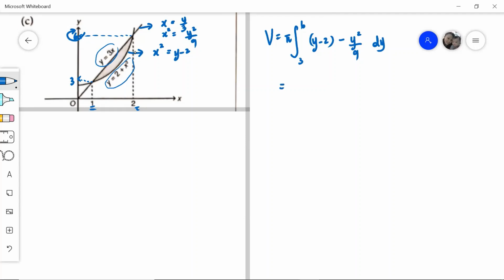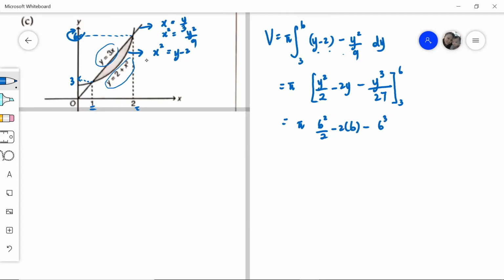Okay, therefore, let's integrate each and every item. So we will have y squared over 2 minus 2y minus y to the power of 3 over 9 times 3, 27. And then we integrate this from 3 to 6. Okay, let's just put them in. So we have 6 squared over 2 minus 2 times 6 minus 6 cubed over 27, and then minus 3 squared over 2 minus 2 times 3 minus 3 cubed over 27.